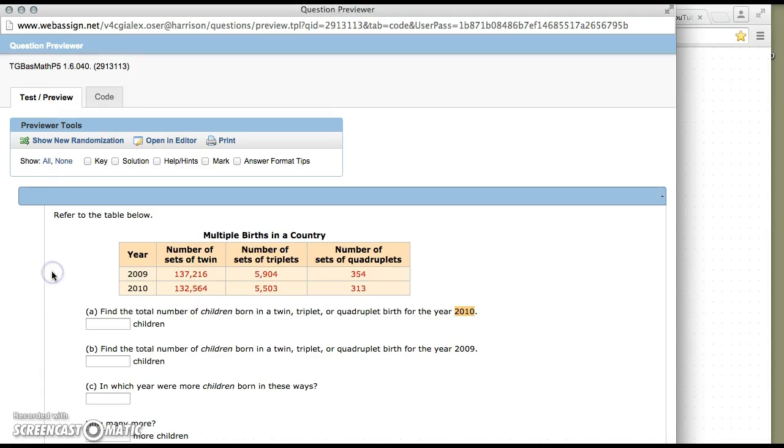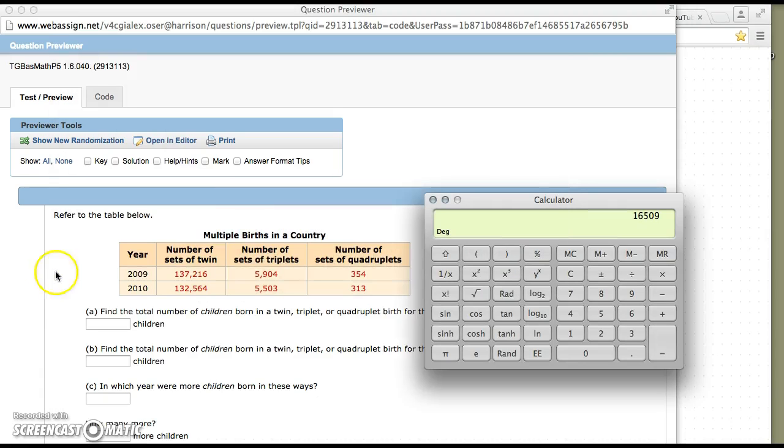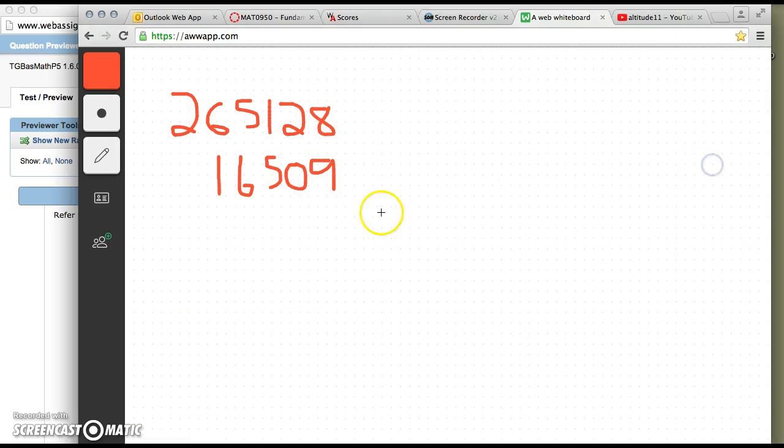And then finally we have our quadruplets. In 2010, there were 313 sets of quadruplets. A set of quadruplets contains 4 children, so we multiply this by 4. That gives us a total of 1,252 children.